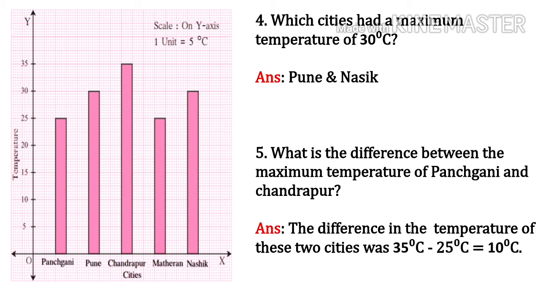Fifth one: what is the difference between the maximum temperature of Panchgani and Chandrapur? Panchgani has 25 degrees Celsius and Chandrapur has 35 degrees Celsius. The difference in the temperature of these two cities is 35 degrees Celsius minus 25 degrees Celsius. We get 10 degrees Celsius.